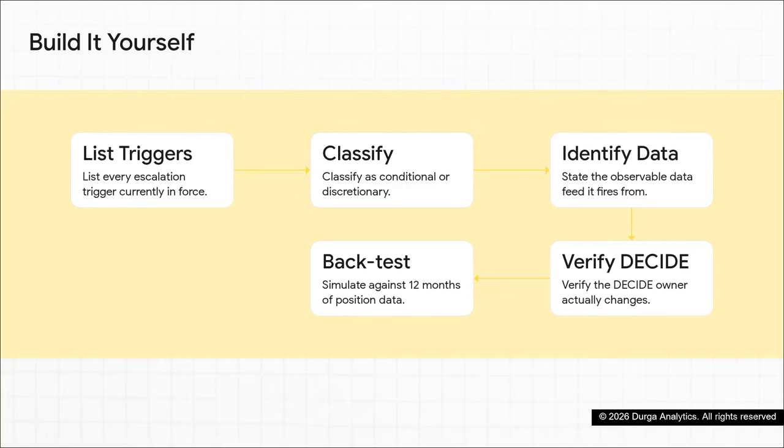Step 1. List every single trigger on your desk. Step 2. Brutally classify them. Are they conditional or discretionary?